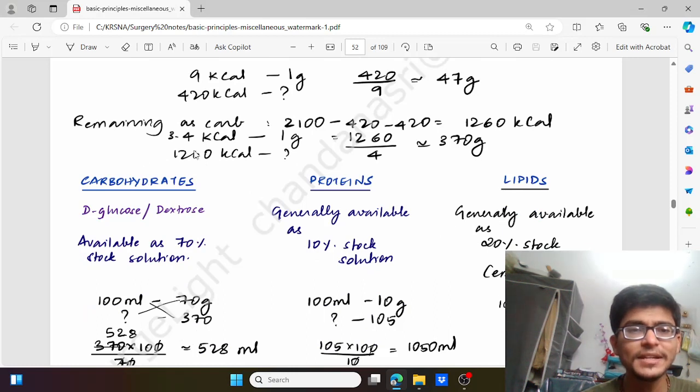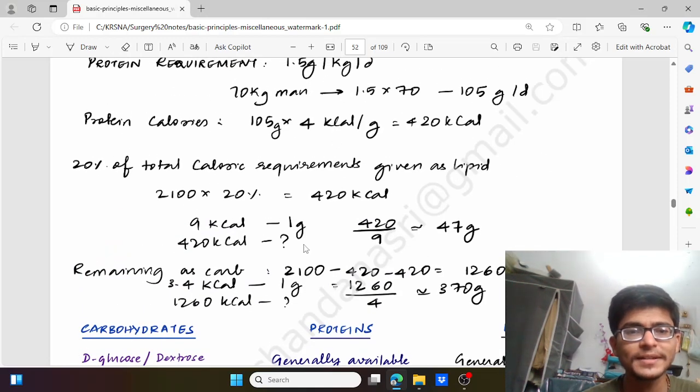And then the remaining will be given by the carbohydrate. Like we saw that total is 2100, 420 for proteins and 420 for lipids. So the remaining 1260, which will be given by carbohydrate, and each gram of carbohydrate gives 3.4 kilocalories. So 1260 kilocalories will be given by 370 grams.